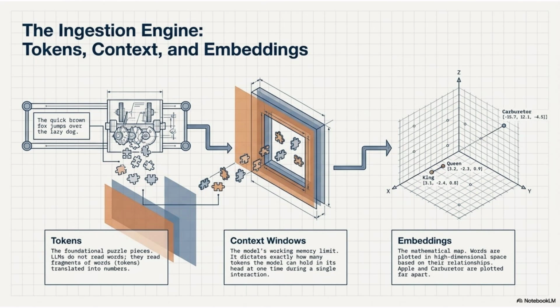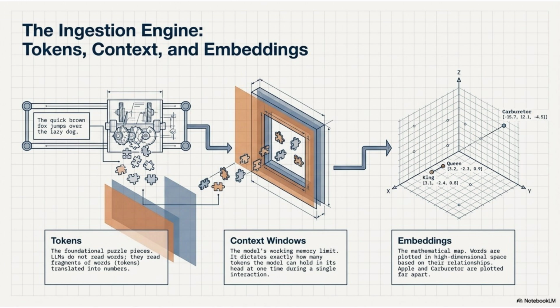Let's take a brief look ahead at concepts we'll explore in the next sessions. This slide introduces the ingestion engine, covering tokens, context windows, and embeddings. Tokens are the foundational puzzle pieces. LLMs don't read words the way we do. They read fragments of words called tokens, translated into numbers. The word unhappiness might become 3 separate tokens: un, happiness, and the suffix.